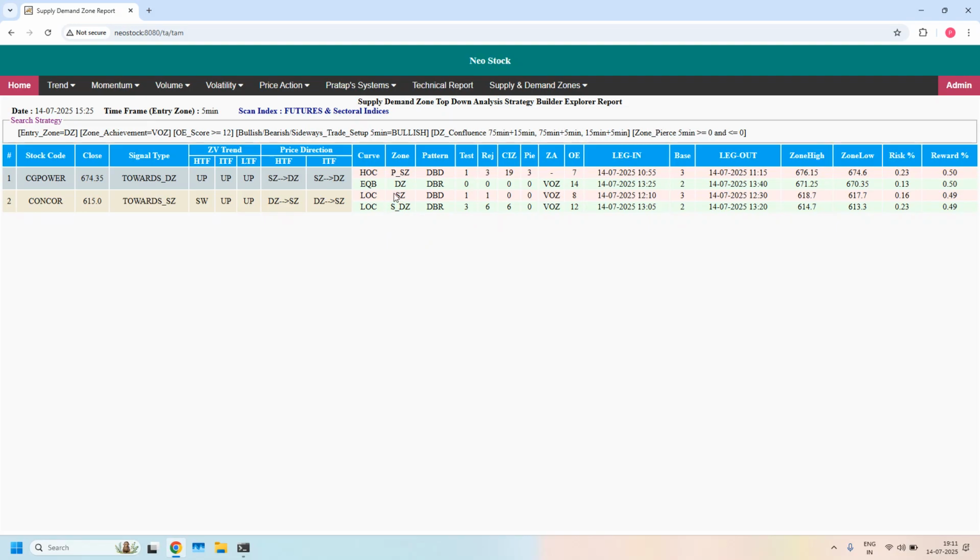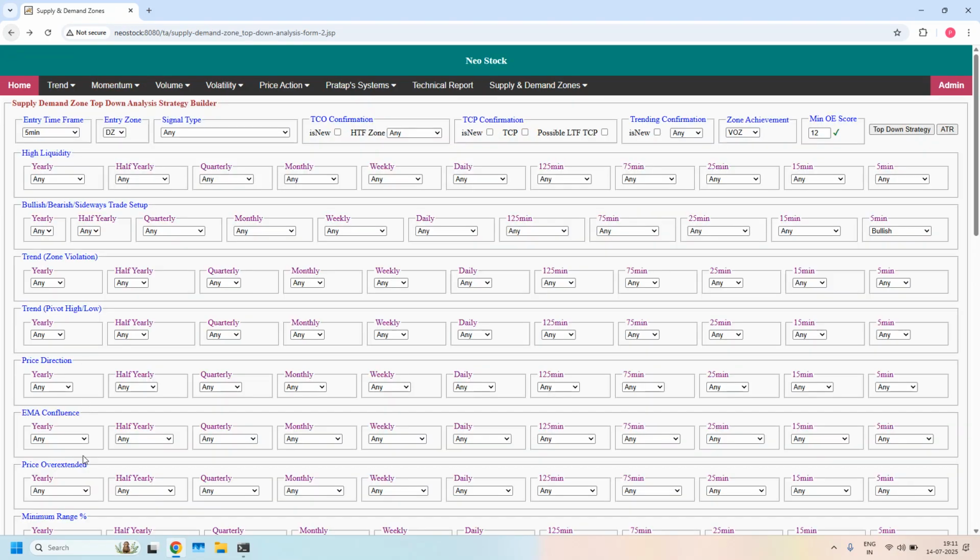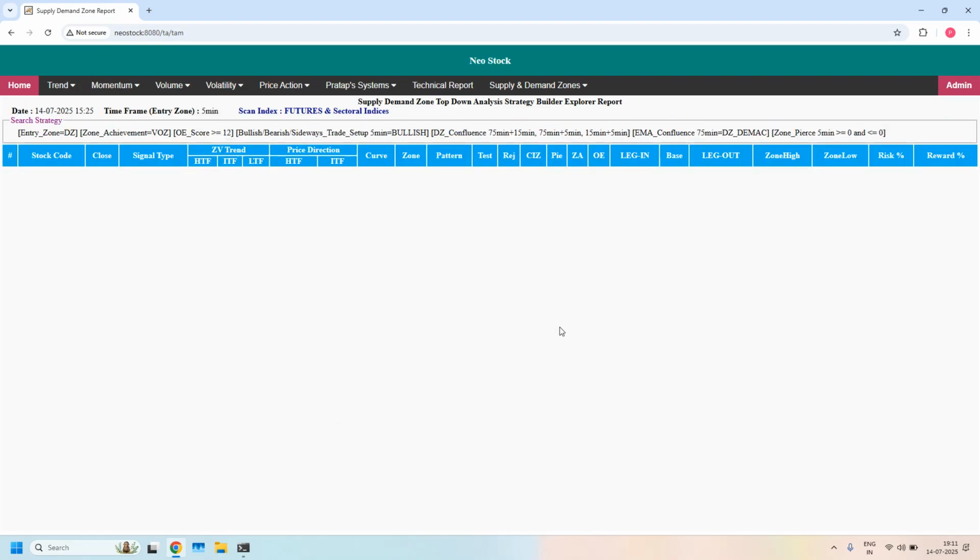In both these stocks, these 5 minutes demand zones are overlapped with 15 minutes demand zone. Both together overlapped with 75 minutes demand zone. And 75 minutes trend is up in only one stock. Let's verify whether that is having EMA confluence at 75 minutes demand zone with daily EMA. None of them are having EMA confluence.